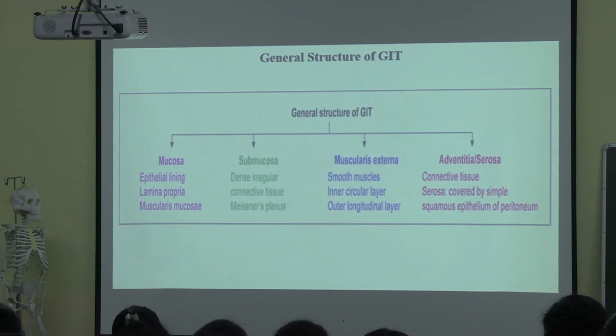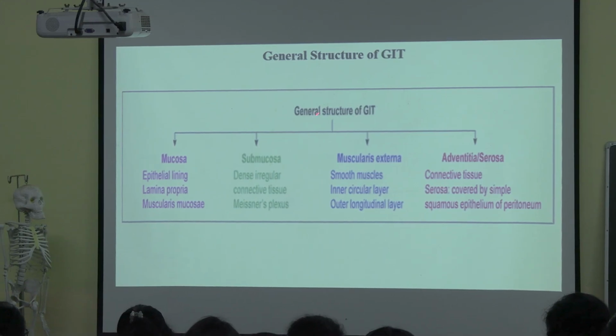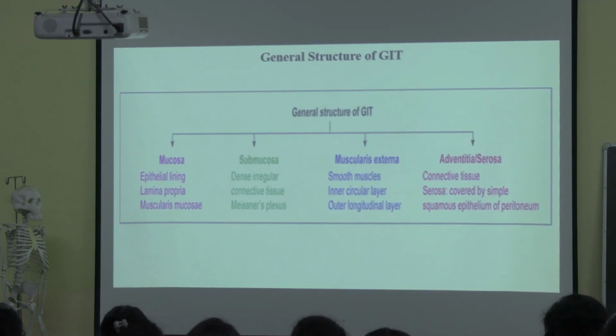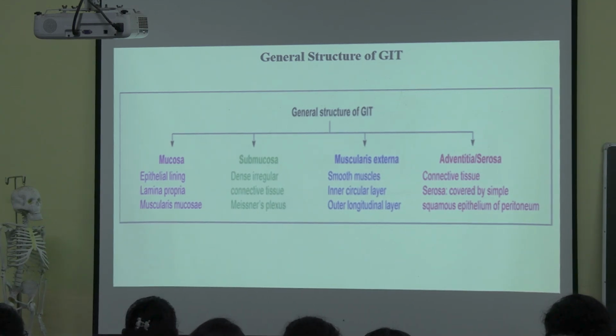Now today we'll first discuss the basic layers of the GIT, or you can say the basic structure of the GIT. What is present in all those layers, and what are the different types of modification present in these layers. Followed by that, we'll discuss in detail the esophagus and stomach.